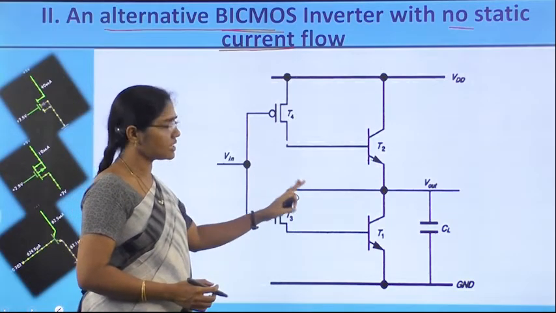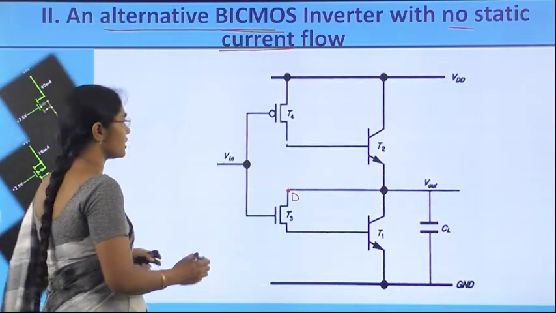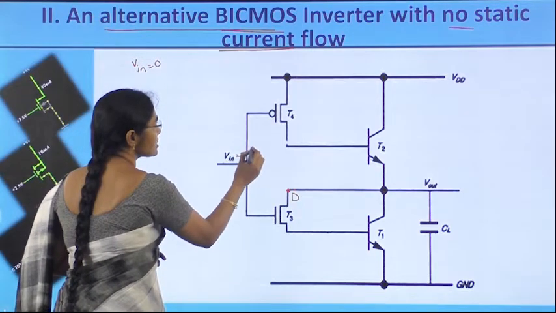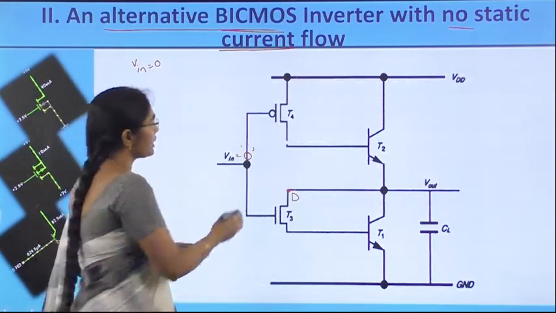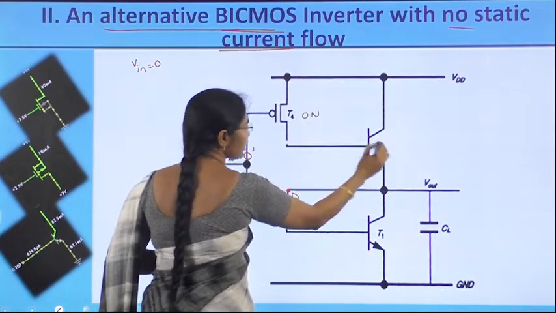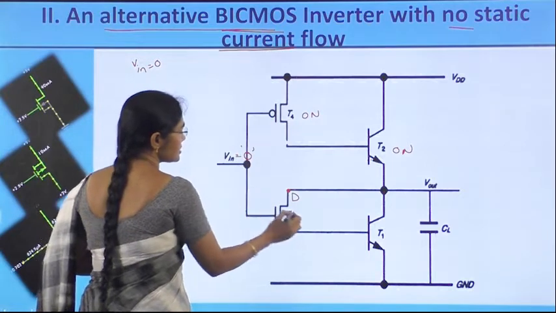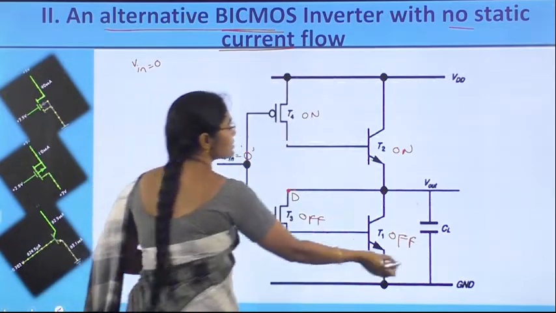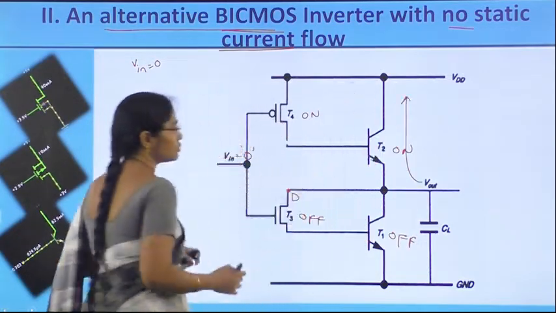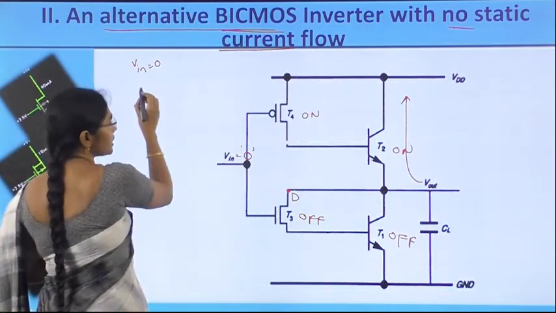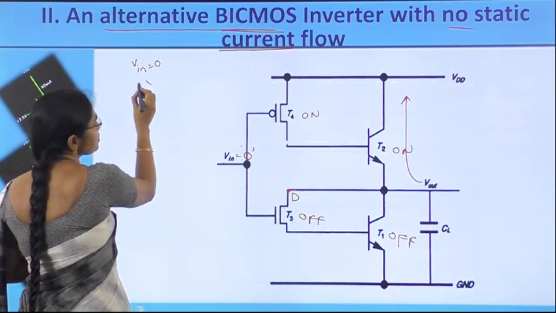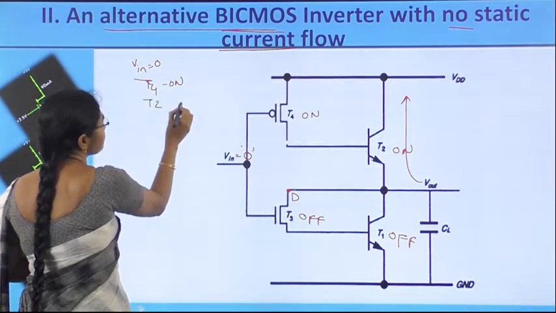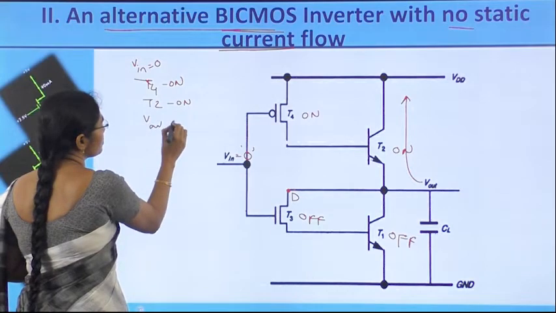Now because of this, whether it is working as an inverter or not, we will check it. So let's check the operation by taking Vin equal to logic 0 first. So apply Vin equal to logic 0. Now what will happen? T4 is on, therefore T2 is on, and since it is 0, T3 is off, T1 is off. So CL is not having any path to discharge, it is having a path to charge through the T2 transistor. Since Vin is equal to 0, T4 transistor is on and T2 transistor is on, Vout is equal to VDD.